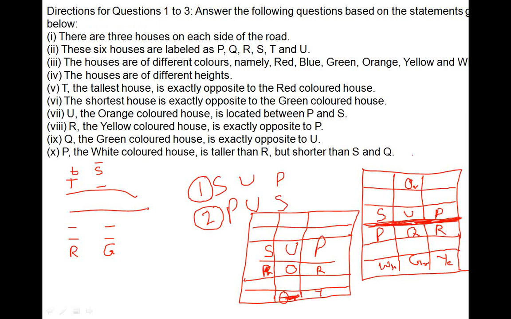P is white colored house, and it is given that the height of P is taller than R but shorter than S and Q, okay? This statement you can know from here. Now coming back to the 5th statement, T is the tallest house, exactly opposite to the red colored house.